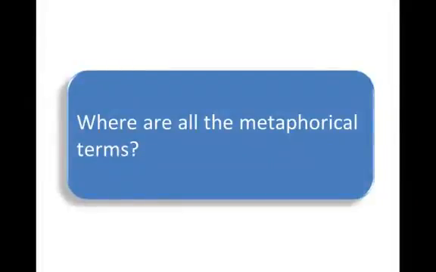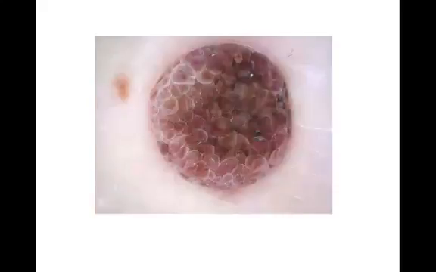Now, where are all the metaphorical terms gone? Well, we don't need them. We can describe every criterion in dermatoscopy without metaphorical terms. We can use just simple language. For example, that's a BCC. You see radial lines at the periphery? Well, yes, that's what they are. If you like, you can call them leaf-like areas, but it's not necessary.